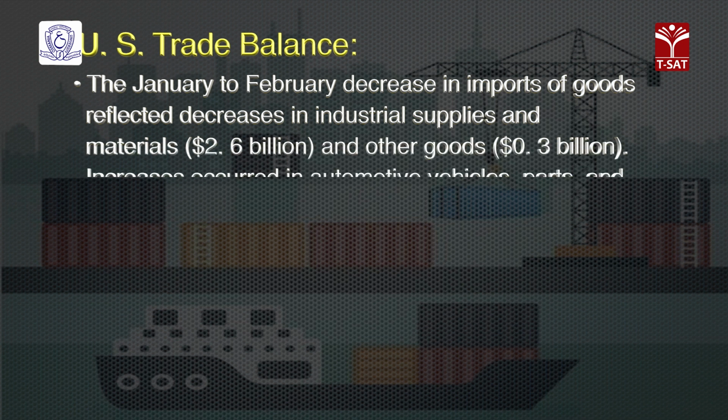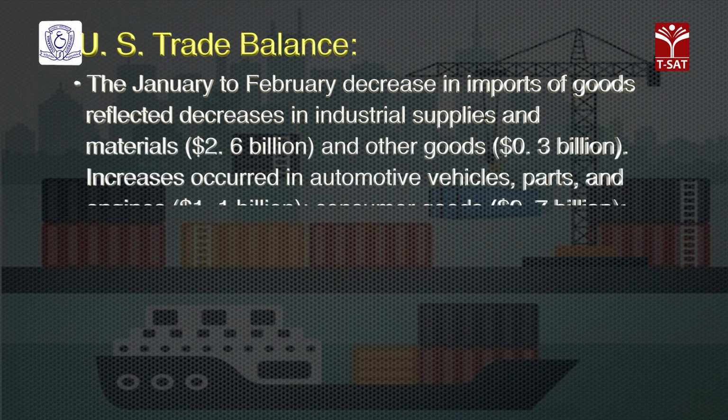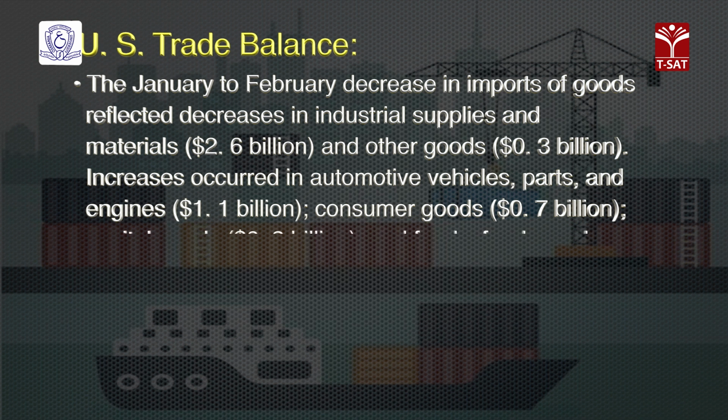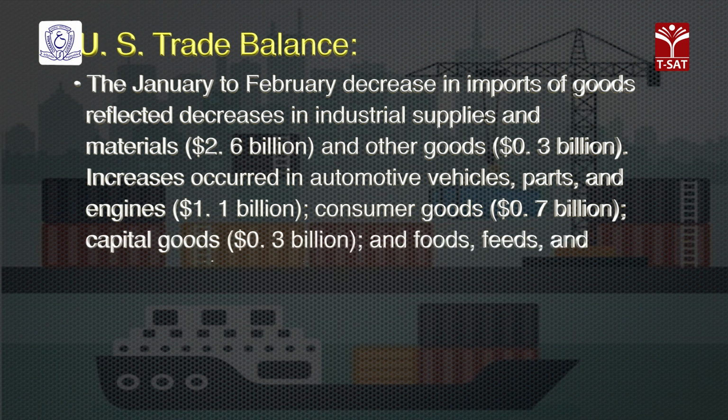The January to February decrease in imports of goods reflected decreases in industrial supplies and materials, that was $2.6 billion, and other goods that constituted $0.3 billion. Increases occurred in automotive vehicles, parts and engines, that was $1.1 billion, consumer goods $0.7 billion, capital goods $0.3 billion, and foods, feeds and beverages, that was $0 billion.